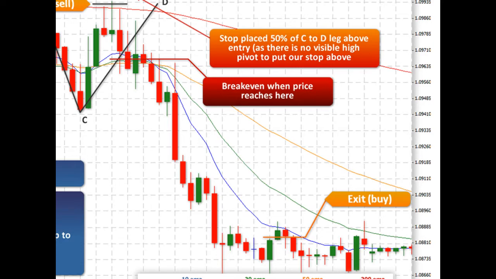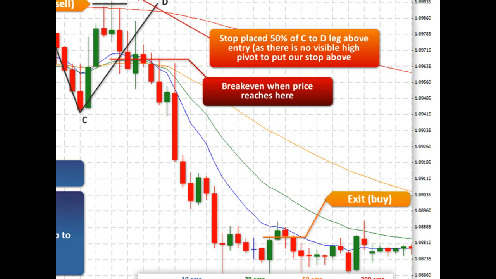Then we see that price, without making any more lower pivot highs, actually breaks up above your stop level, and that is where you'll be exiting your trade for a buy. Remember, we went short, so we sold first, then we bought back at a nice profit.